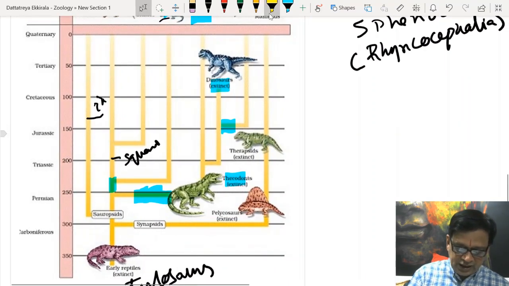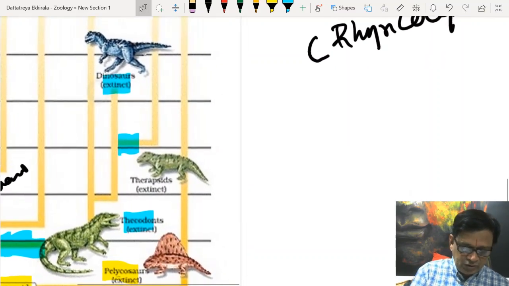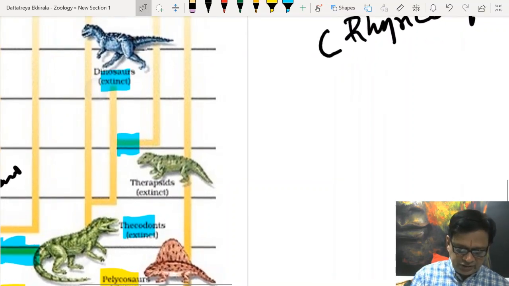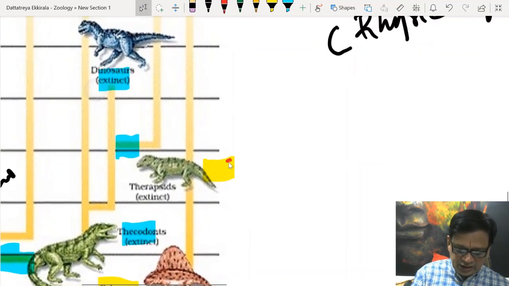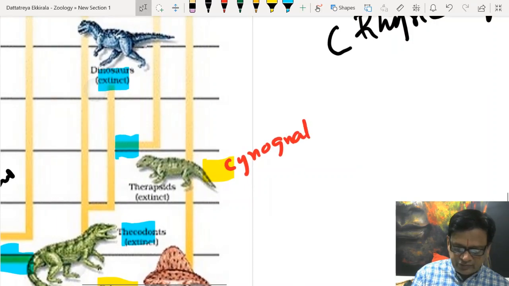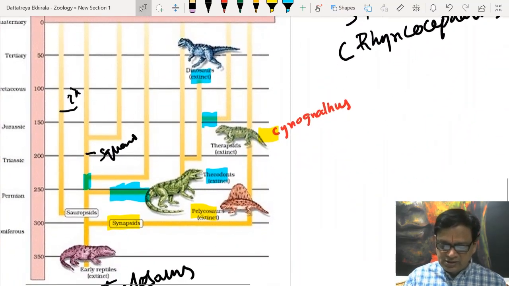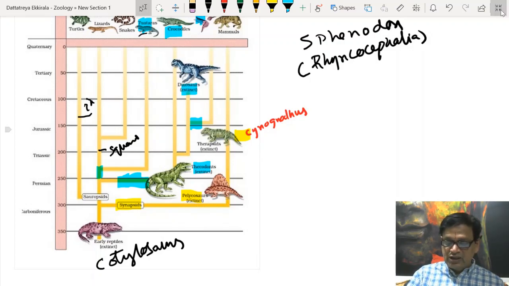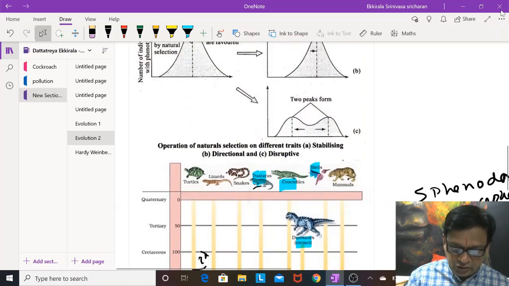Then coming to synapsids, there are other reptiles called synapsids. In this, the earlier organisms were pelycosaurs. From the pelycosaurs originated therapsid reptiles. Synapsida includes an order called therapsids, with an example like Cynognathus, and that gave rise to mammals. So this is one brief history. There used to live fish-like reptiles, called ichthyosaurus. Saurus means reptile, and ichthyo means fish.